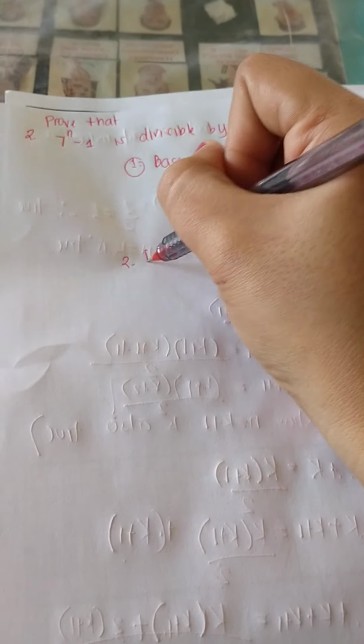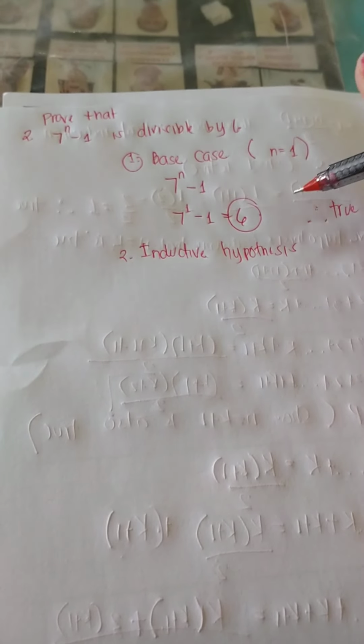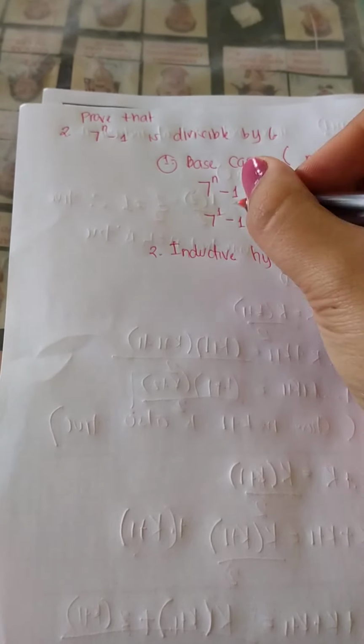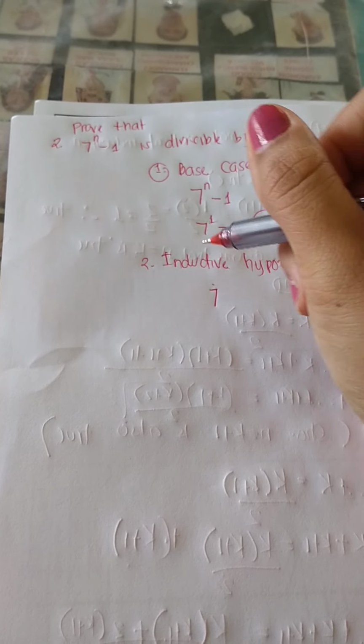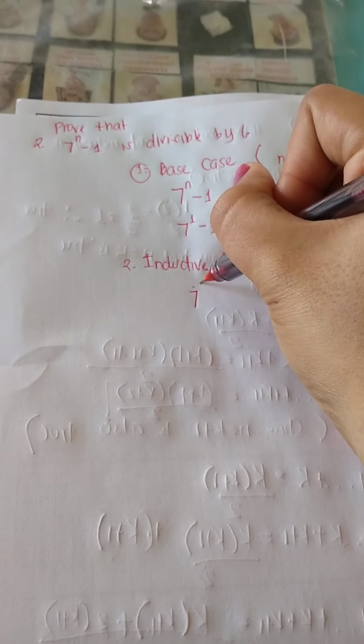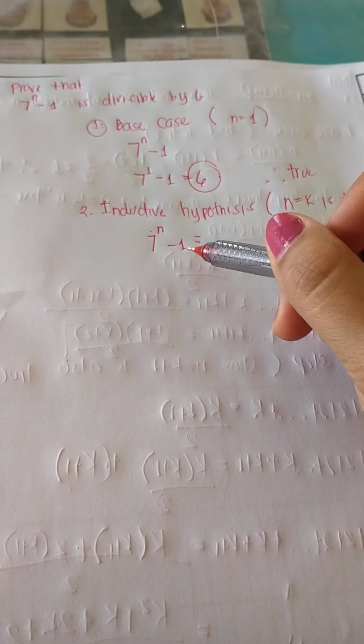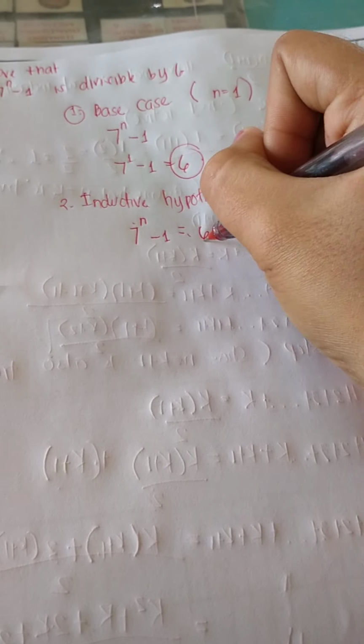Next is the inductive hypothesis. In the inductive hypothesis, we will assume that n equals k is true. So, we substitute. The original given is 7 to the power of n minus 1, right? It is divisible by 6. So, if we put it into a statement, 7 to the power of n minus 1 is divisible by 6, we make it equal to 6.